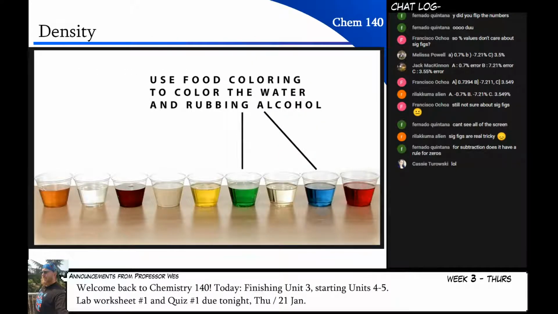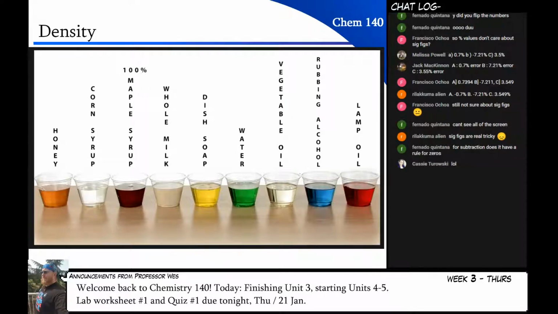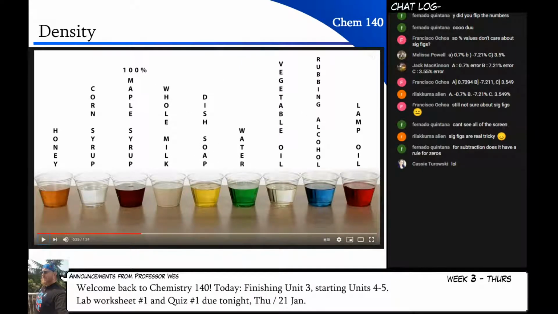So here's all the solutions. Food coloring has been added to some of them just so that you can see what they are, because water does not normally look green. If it does, see your doctor. And then we're going to just slowly add in this column, so here it goes.